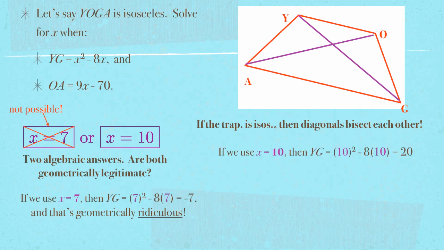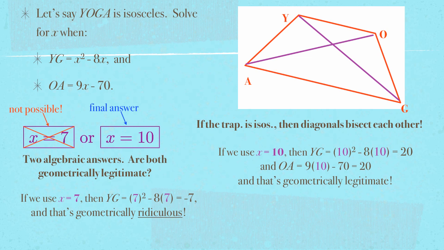If instead we use x equals 10, then I get that YG equals 20. That seems to make more sense. Segments can't be negative, and OA is 20, so therefore that's geometrically legit. Our final answer is x equals 10.